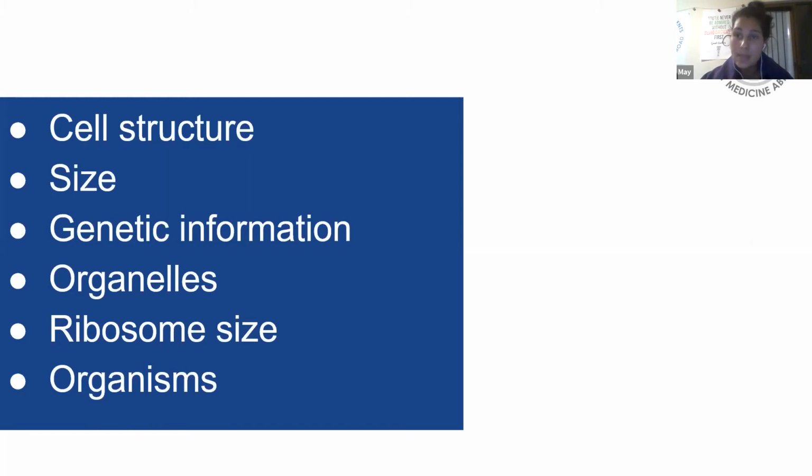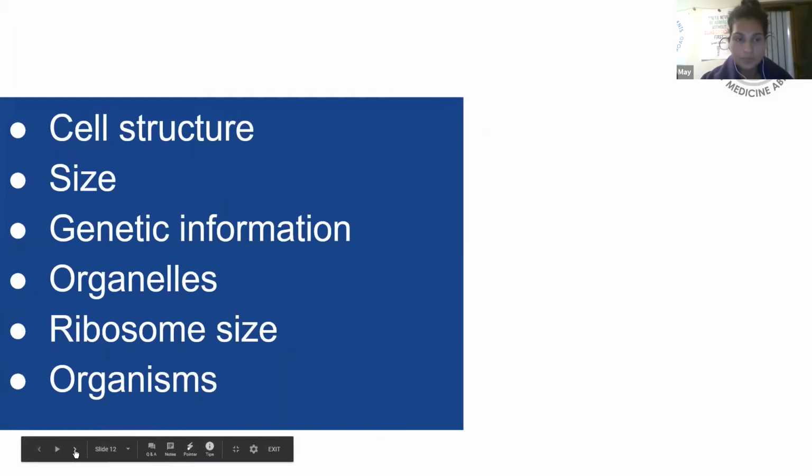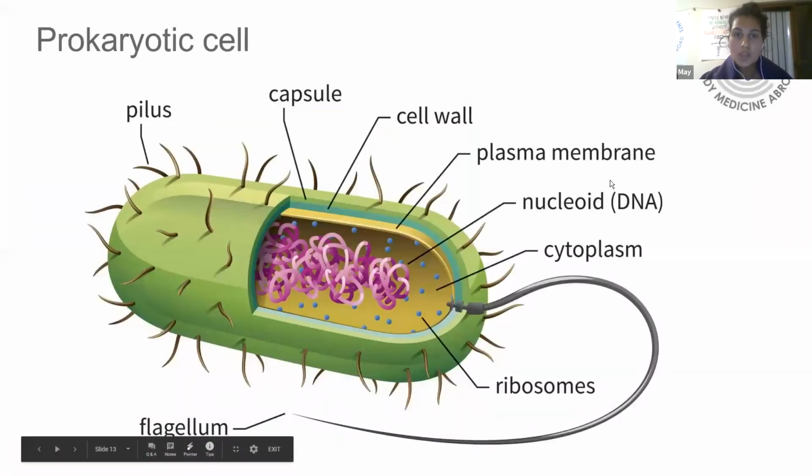Then organelles, as I mentioned before, membrane-bounded organelles present in eukaryotes, prokaryotes, not so much, ribosome size, and organisms. This would be examples of prokaryotes and eukaryotes. So eukaryotes, plant cells, animal cells, and then prokaryotes, you would give another example, so protista, archaea. Okay, so there we go. Let's start with the prokaryotic cell.